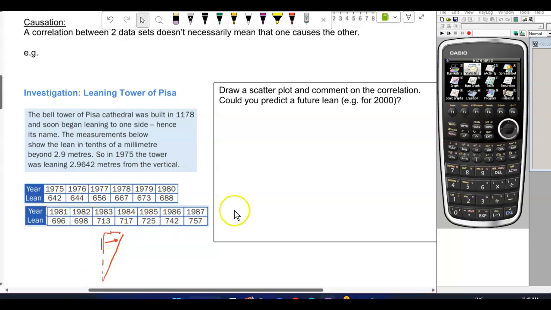They've given you this data. Draw a scatter plot and comment on the correlation. Now, how do you do this on your calculator?